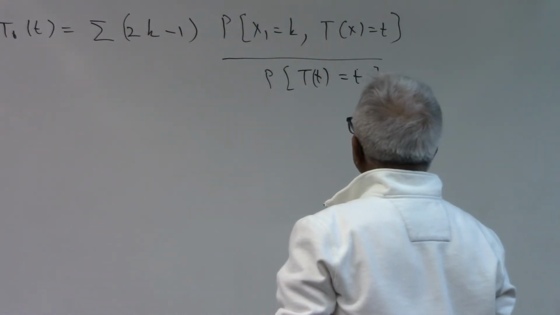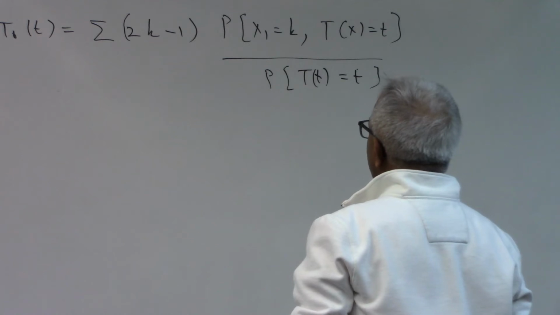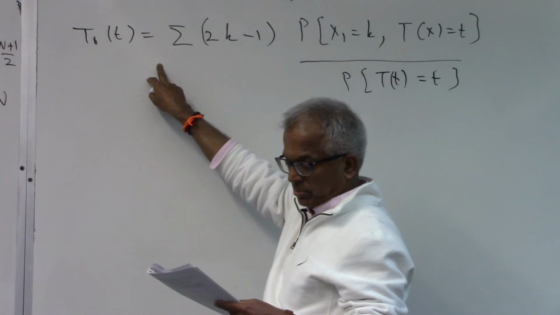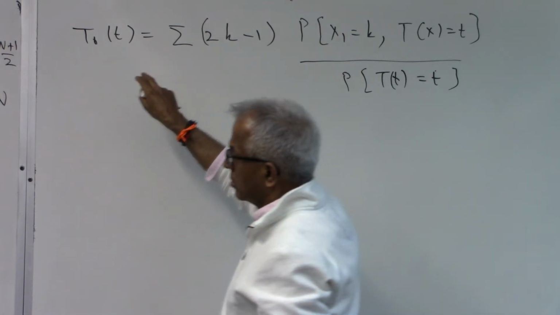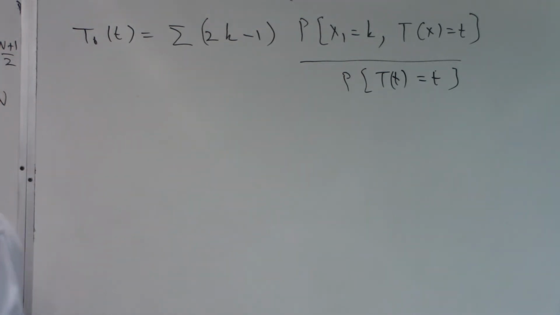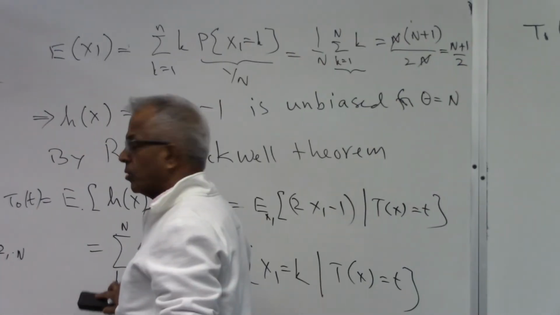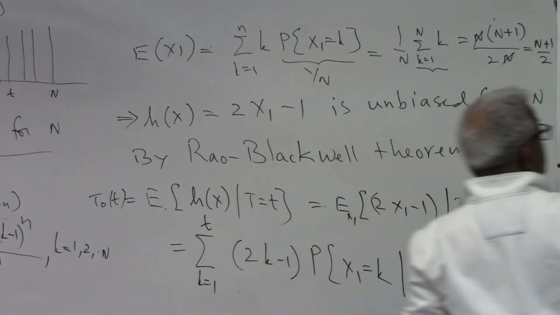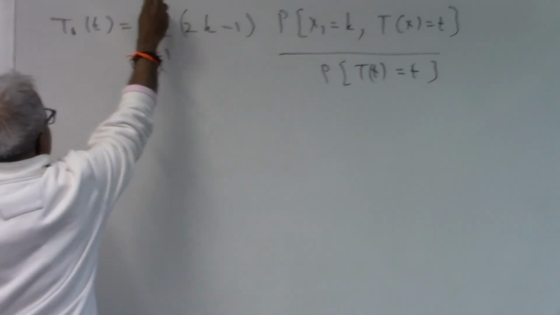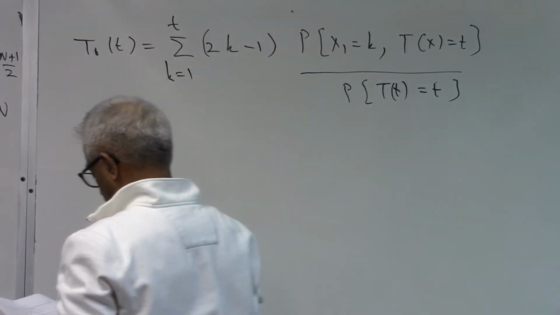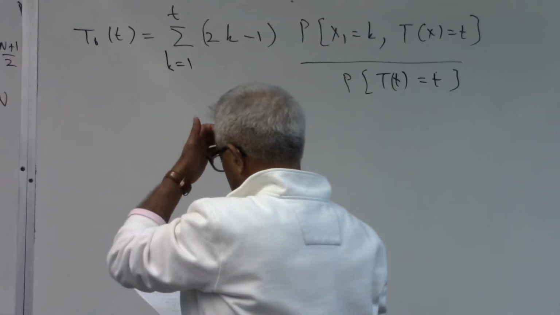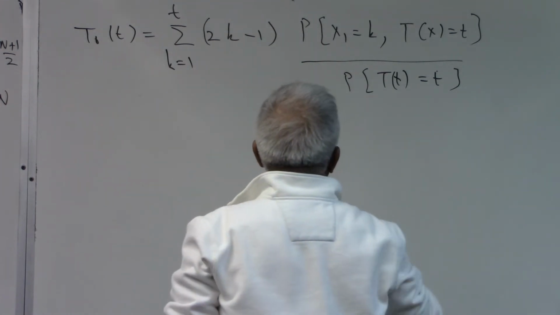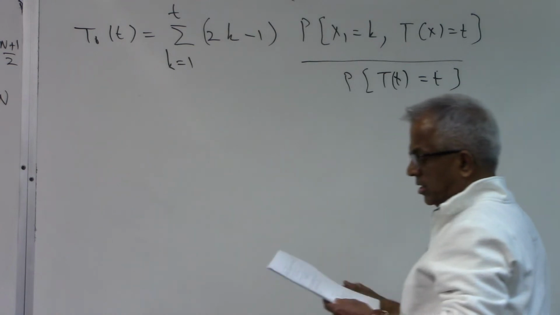What does the summation go all the way up to? If the maximum is t, this goes up to where? Given Tx equal to t, this only goes up to t, because the maximum is given to be t. Now the big job is finding this conditional density function.